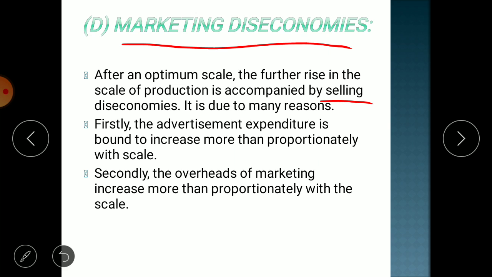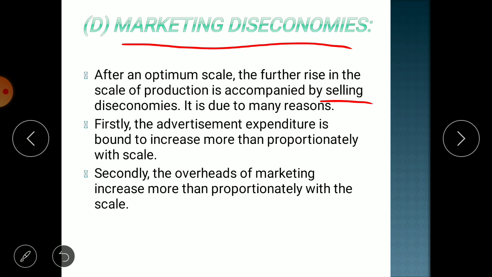That is what is written here. The further rise in the scale of production is accompanied by selling diseconomies. Means here our cost increases because of our marketing functions. Firstly, the advertisement expenditure is bound to increase more than proportionately with scale. Secondly, the overheads of marketing increase more than proportionately with the scale.